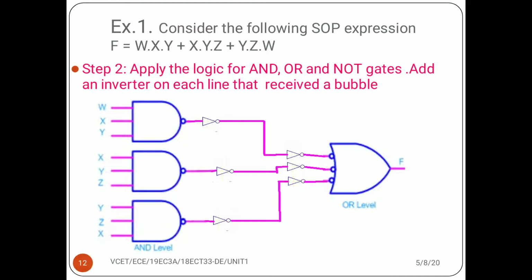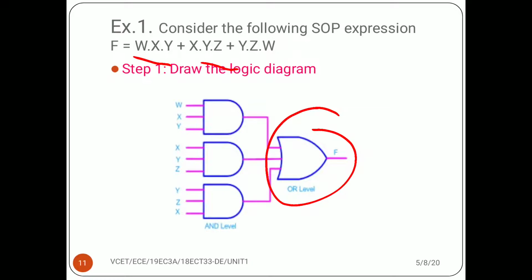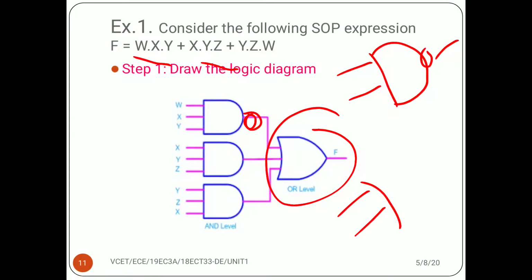That means for AND gate implementation, we are going to add a bubble at the output side of an AND gate, and for the OR gate we are going to add a bubble at the input side of an OR gate. So listen, to convert into a NAND gate, we add a bubble at the input side of an OR gate and the output side of an AND gate.